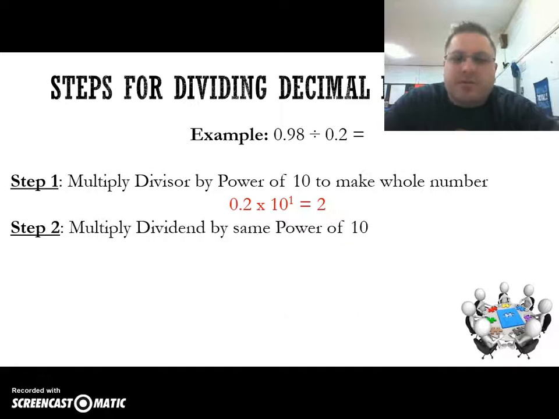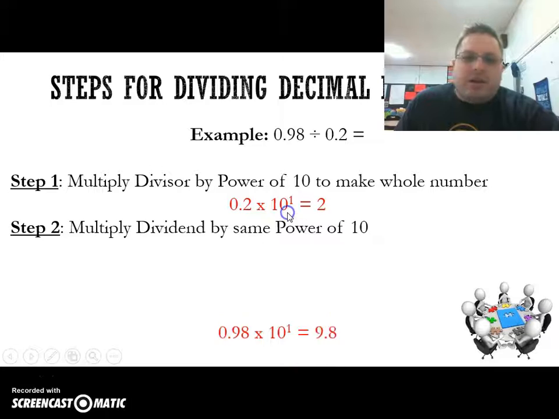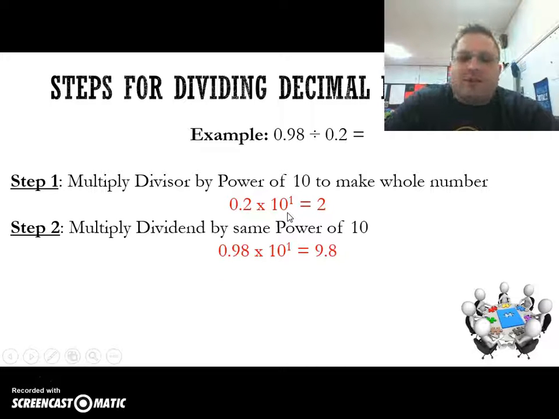Step 2 is very simple. Now I'm going to multiply my dividend, 0.98, times the exact same power of 10 that I used to multiply my divisor. It is very important that the divisor and dividend are multiplied by the same power of 10 to keep things even. Otherwise, your quotient will be off. So I use 10 to the first power to multiply my divisor, so I do 0.98 times 10 to the first power. Your decimal would jump one place value, and give me the number 9.8.